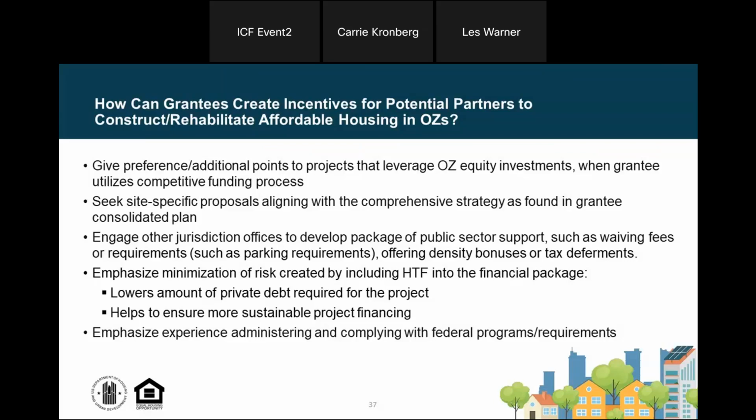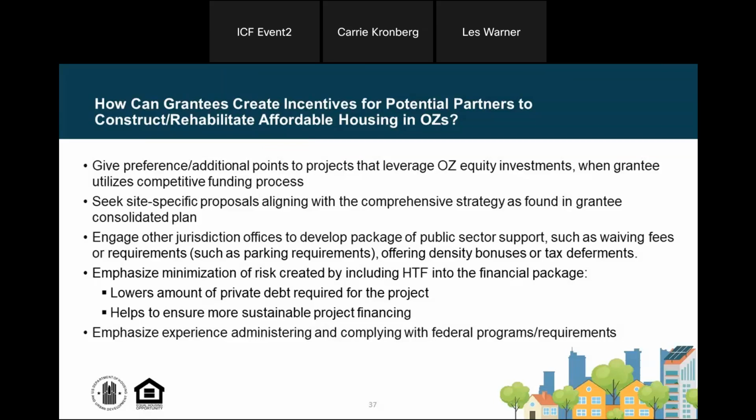Another approach to incentivization is to encourage other public departments within the grantee's jurisdiction to go in with them and develop a package of public sector support. So that could be for HTF grantees at the state or local level. So depending on how housing development is governed in the state, agencies may be able to offer a variety of resources, not least of which is funding.